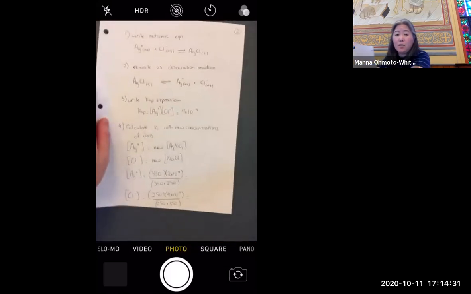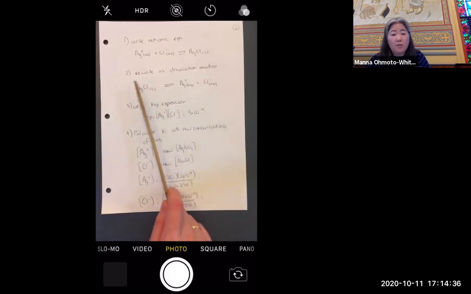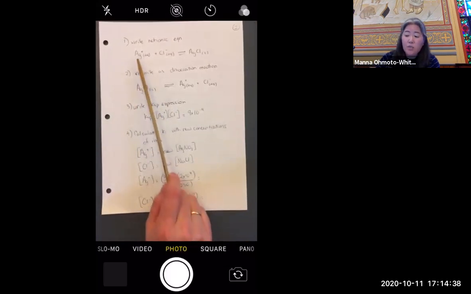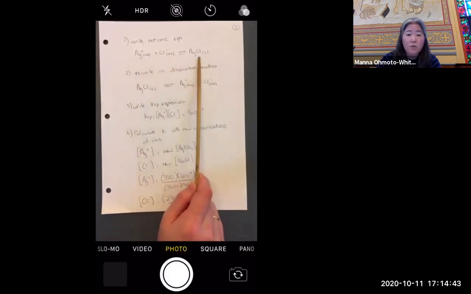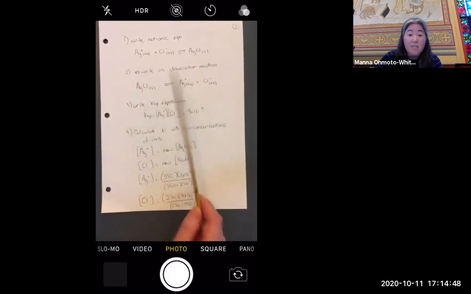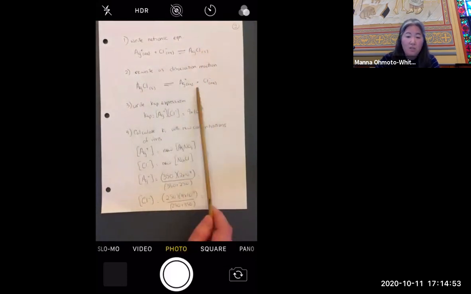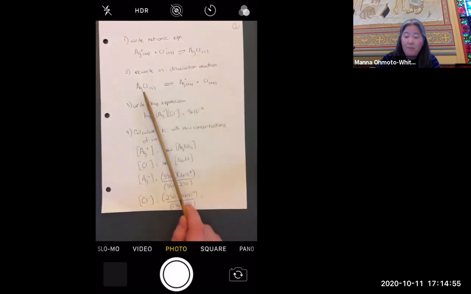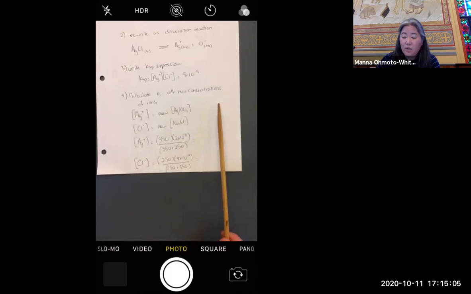So the first step is you write your net ionic equation. So the solid is what is forming, right? So solid silver chloride. So it's really the silver ion and the chloride ion that are forming to form silver chloride. Then I have to rewrite this as a dissociation reaction because I'm going to be using my KSP expression. So I rewrite this backwards as a dissociation reaction of silver chloride dissociating to form silver ion and chloride ion. I write my KSP expression, and then I calculate the new Qi with the new concentrations, right?